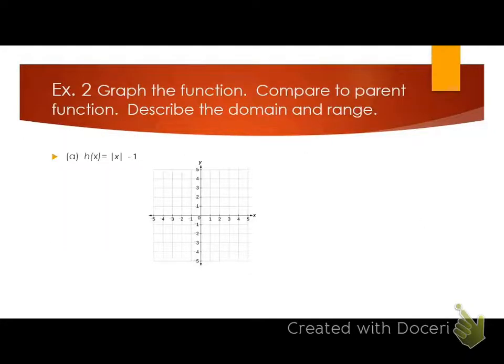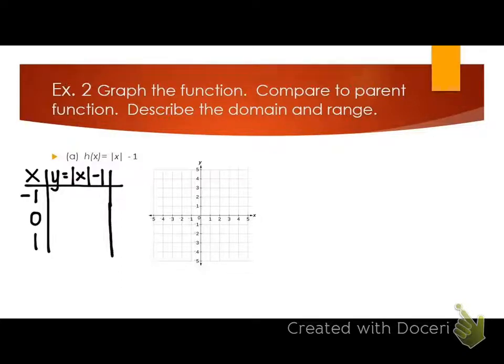So let's move to example number 2. It says graph the function. So that's where we're going to start. Again, let's create an X and a Y chart. And what are our X values that we're going to use? Very good. Negative 1, 0, and 1 are our favorite numbers. Is it okay that I'm writing the function as y equals the absolute value of x minus 1? Yes, because we know that h of x and y are interchangeable. And then, of course, our last column is just going to be our y values.